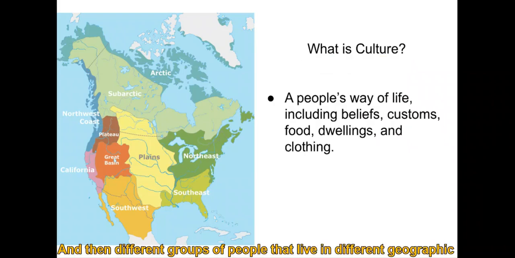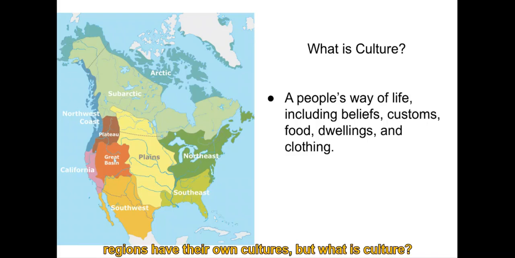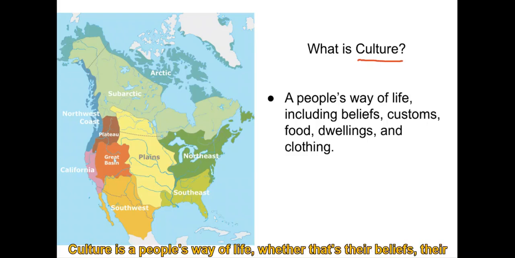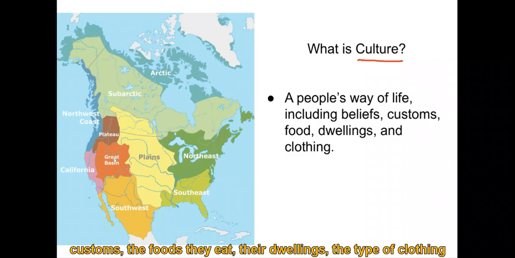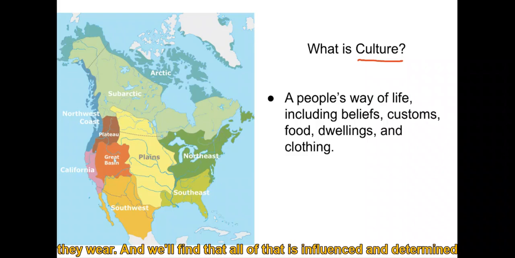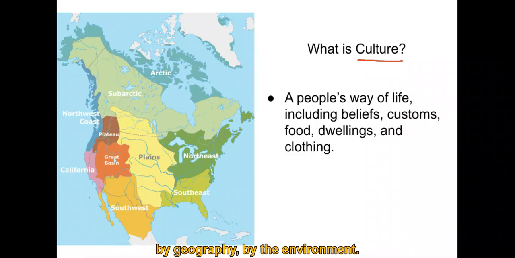And then different groups of people that live in different geographic regions have their own cultures. But what is culture? Culture is a people's way of life, whether that's their beliefs, their customs, the foods they eat, their dwellings, the type of clothing they wear. And we'll find that all of that is influenced and determined by geography, by the environment, so by the natural resources they have access to.